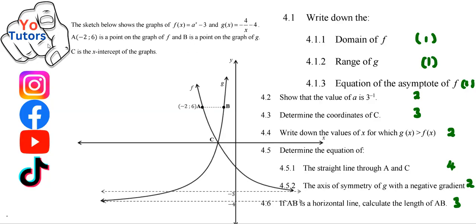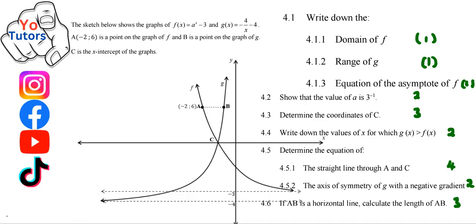Hello. So today we have a hyperbolic function and an exponential function on one graph. The question says the sketch below shows the graph of f of x is equal to 8 to the power of x minus 3, and g of x is equal to negative 4 over x minus 4. A, negative 2, 6 is a point on the graph of f, and B is a point on the graph of g.